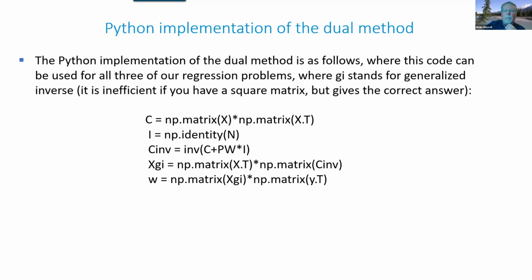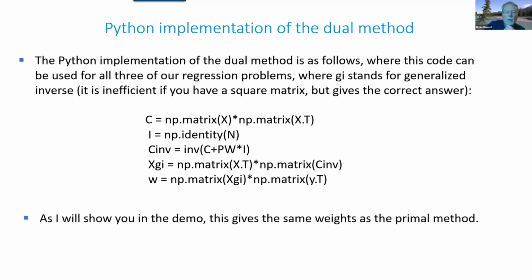Okay, so let's have a look at the Python implementation of the dual method, where the code can be used for all 3 of our regression problems. I'm using GI for generalized inverse. C is now the matrix times its transpose. I didn't use a matmul here, I actually multiplied them together. The identity matrix is n by n. There's the inversion, and there's the final, what I call the generalized inverse. And there are the final weights, the generalized inverse times the y transpose. As I'm going to show you in the demo, this gives exactly the same weights as the primal method.